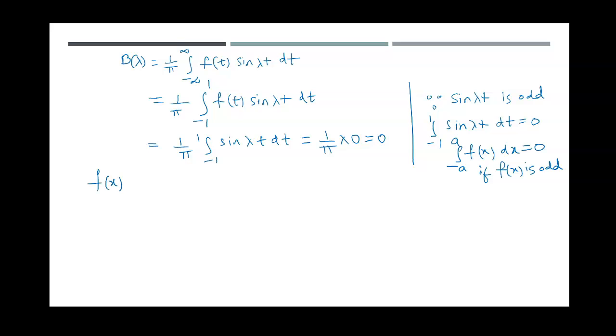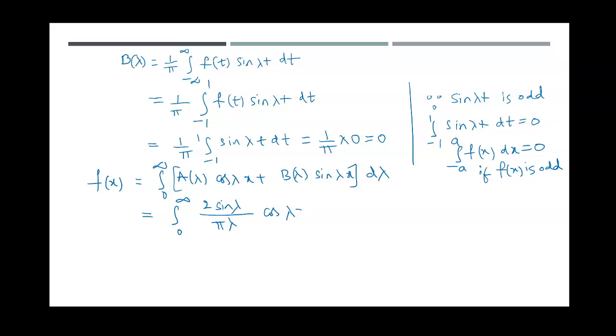Now let us replace the values of a lambda and b lambda in f of x. So f of x equal to integral 0 to infinity of a lambda cos lambda x plus b lambda sin lambda x d lambda, which is equal to integral 0 to infinity of a lambda, which is 2 sin lambda upon pi lambda, into cos lambda x plus b lambda, which is 0, plus 0 d lambda, which is equal to 2 by pi integral 0 to infinity sin lambda upon lambda into cos lambda x d lambda. This is the required Fourier integral.